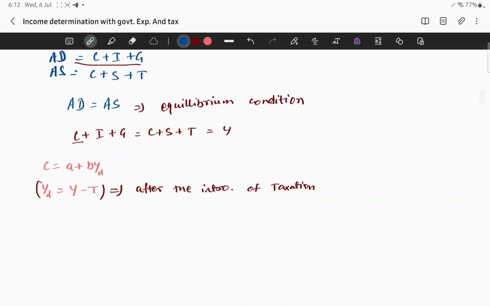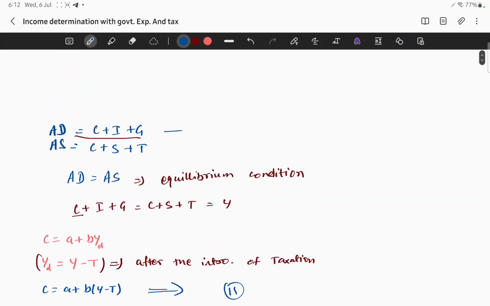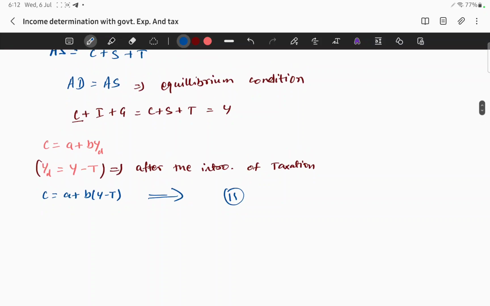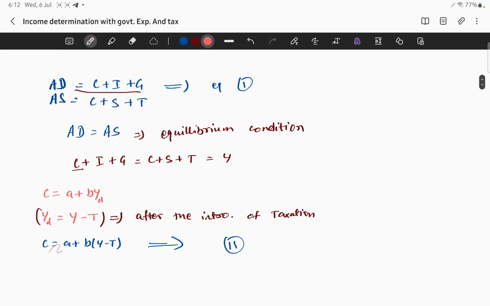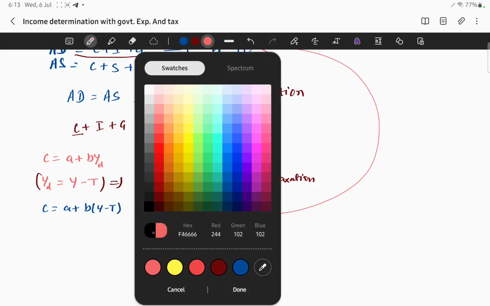So now the new consumption function will be C equals a plus b times y minus t. Now let me call this entire equation equation 2, and this is equation 1. We will now substitute the consumption function in equation 1.